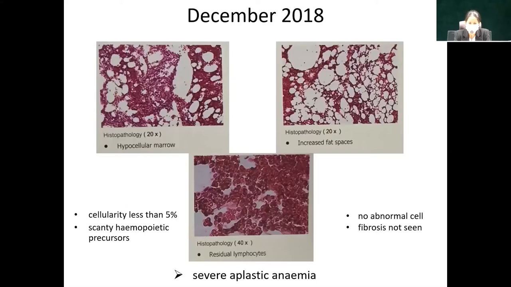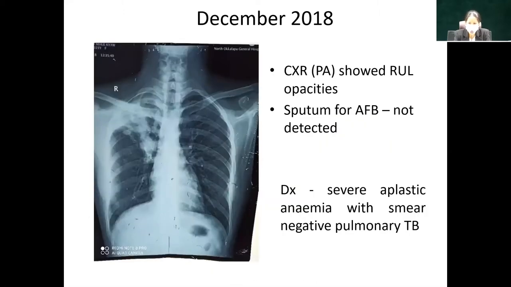Bone marrow examination was done and it revealed hypocellular marrow with increased fat spaces, cellularity less than 5% with depressed hemopoiesis with residual lymphocytes. Abnormal cells and fibrosis were not seen, compatible with severe aplastic anemia. X-ray showed opacity in the right upper lobe. Sputum for AFB was not detected. So she was diagnosed as severe aplastic anemia with smear negative pulmonary TB.